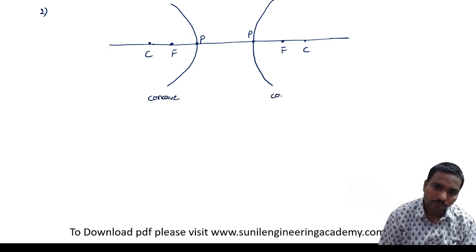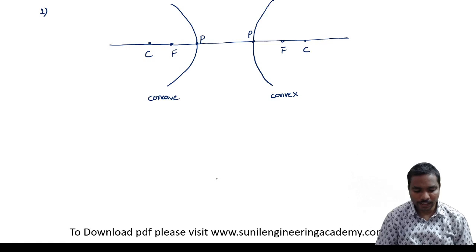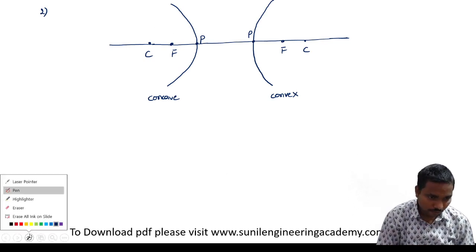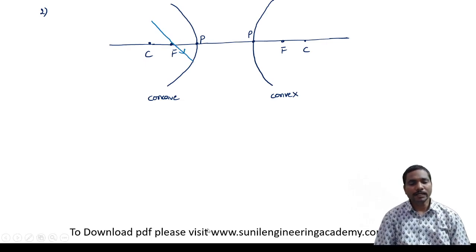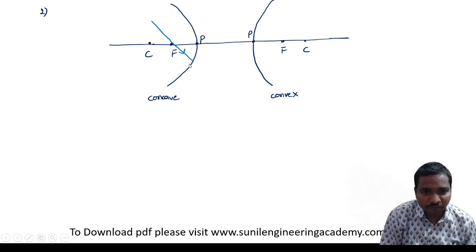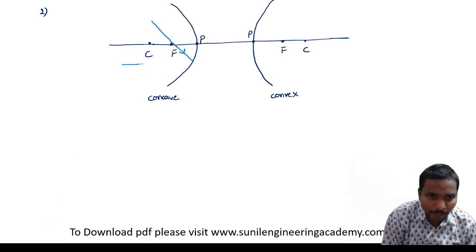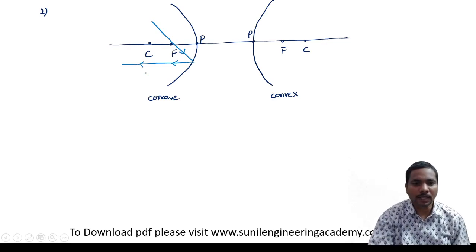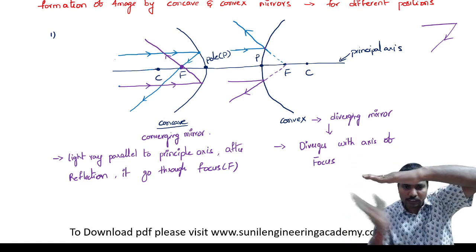Concave, convex. Now the second point: if any one light ray flows through the focus and strikes the mirror like this, then after reflection, what is happening? Same as previous. After reflection, it will be parallel to the principal axis. In the previous case, if one ray is parallel to the principal axis, after reflection it will go through the focus.